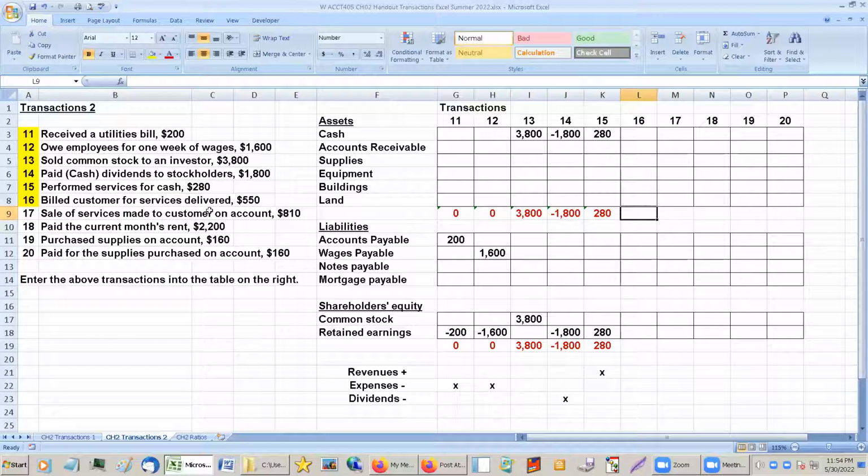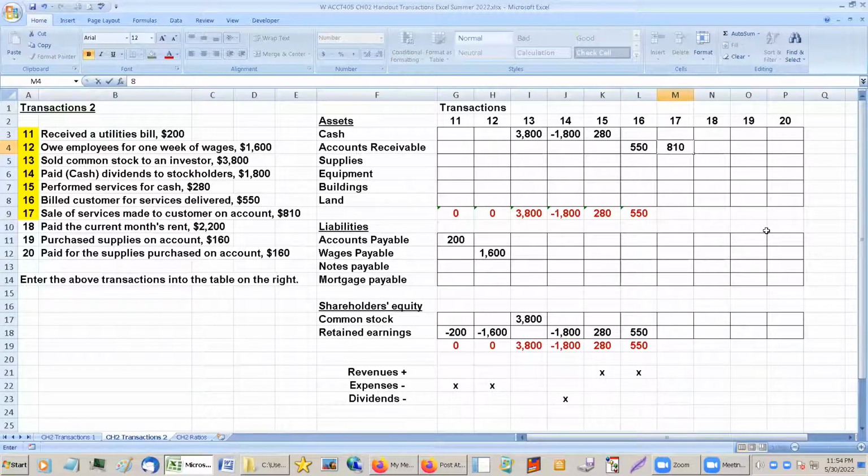Okay, so let's see here. Bill a customer for services delivered, so we bill them. So that'd be an accounts receivable, 550. We're also going to add that into our retained earnings because that's going to be a revenue that will eventually get into retained earnings. Sale of services made to customer on account. That is exactly the same one we just did. Just another way of saying it.